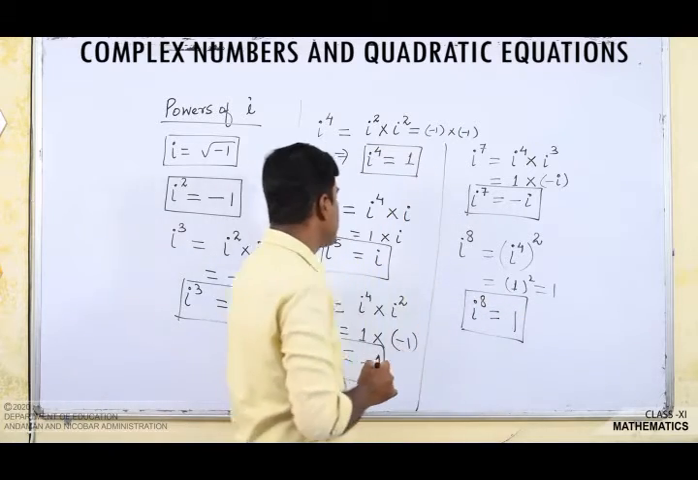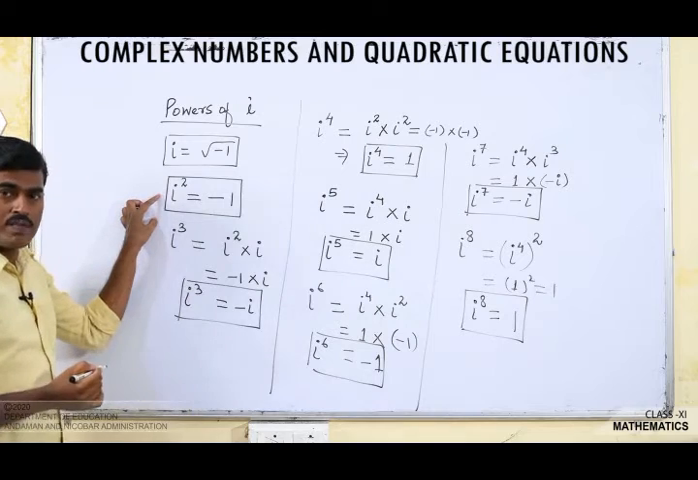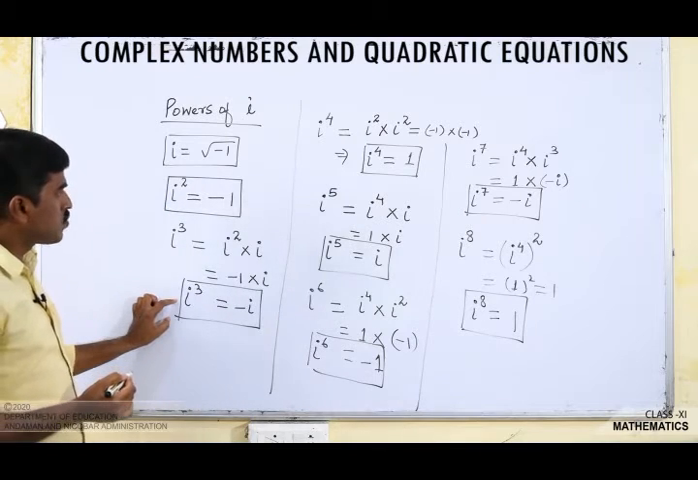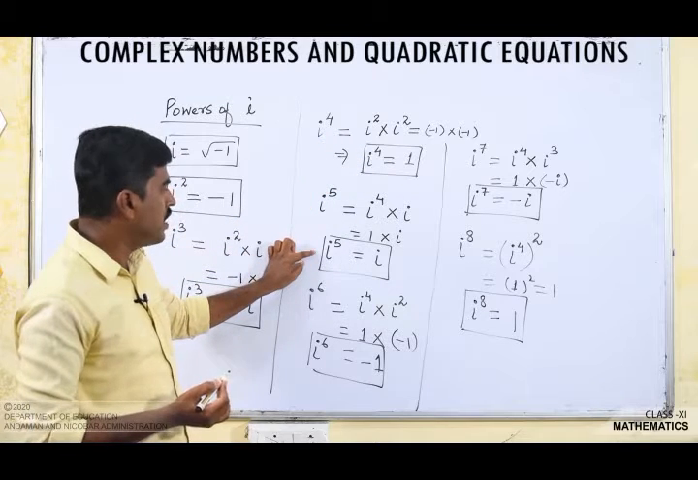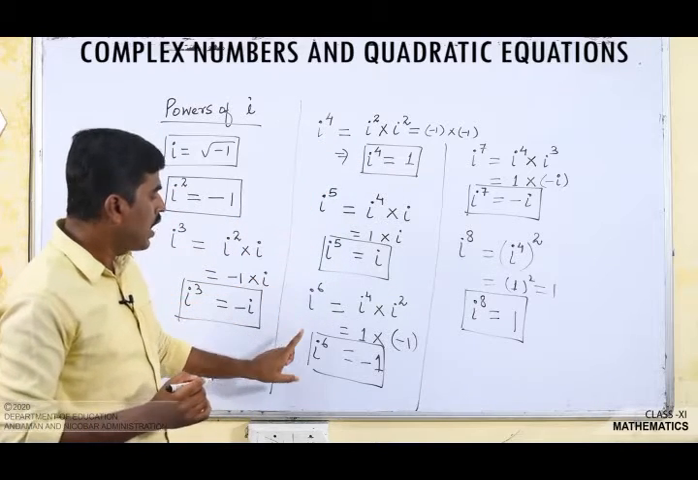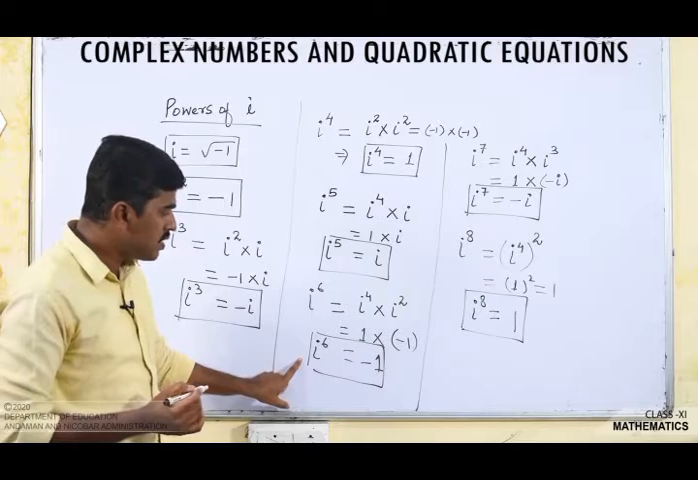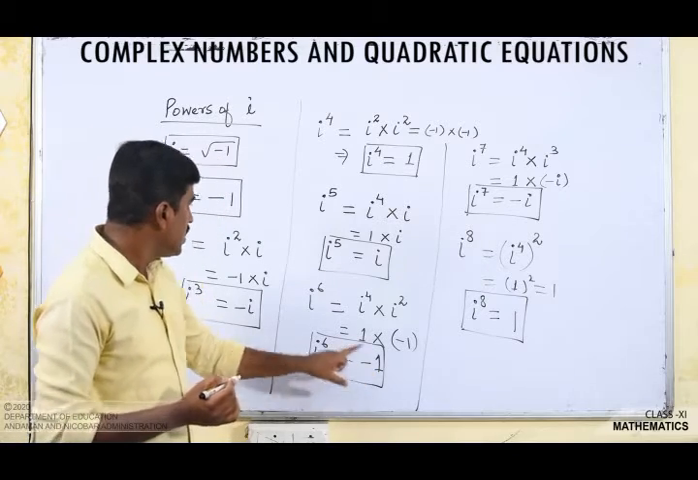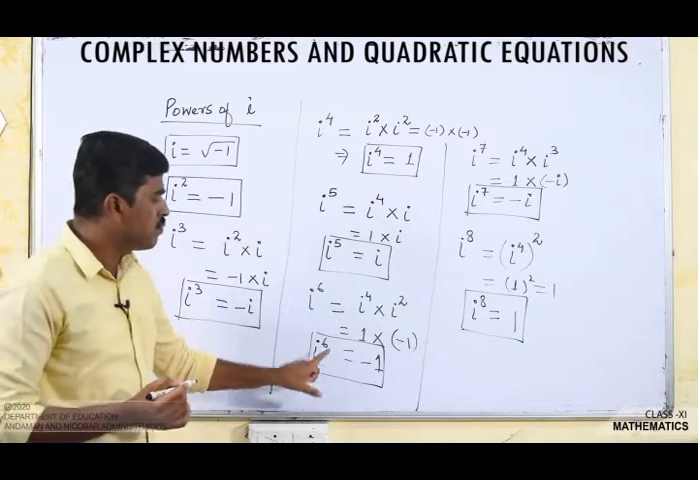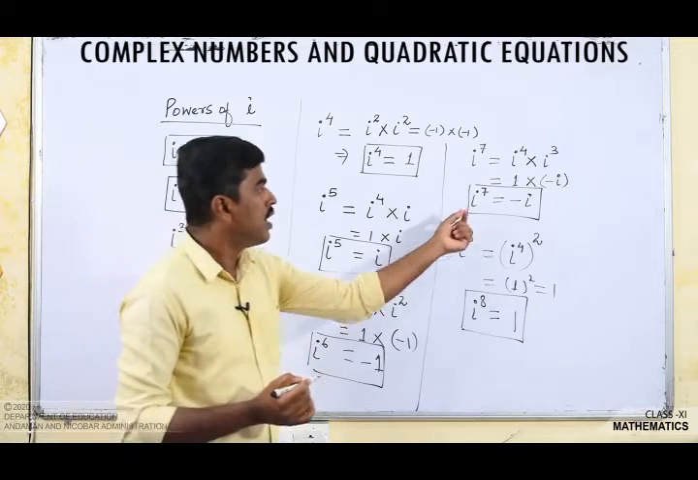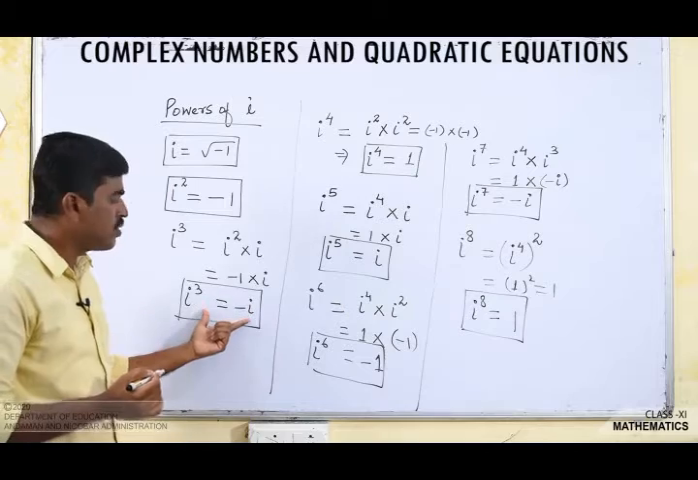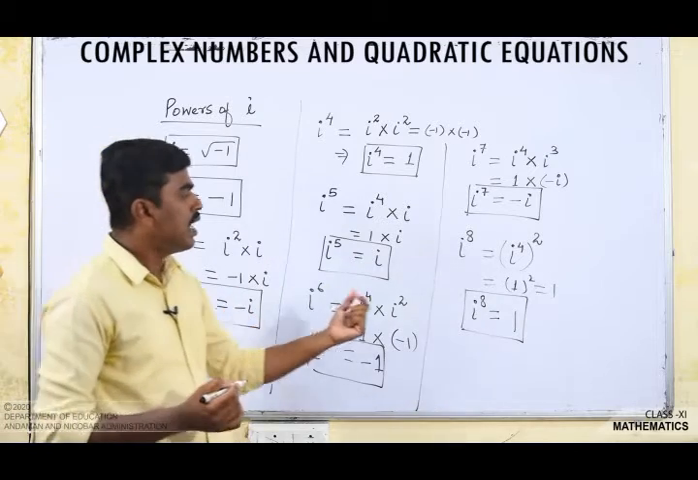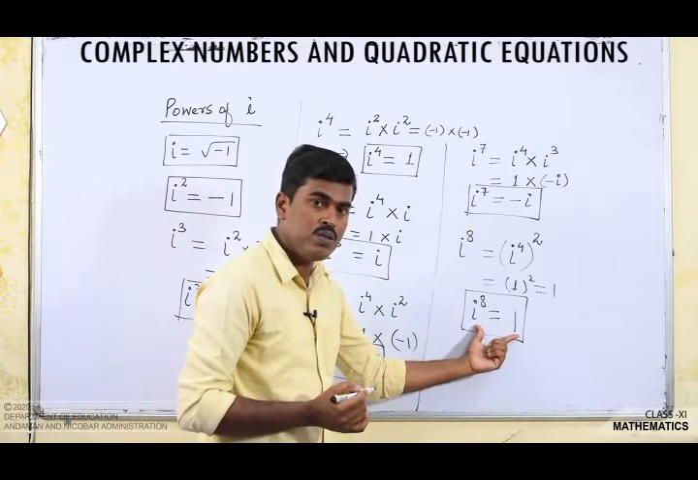So you look at this. i square is minus 1 and i cube is equal to minus i. i power 4 is equal to 1. i power 5 is equal to i. i power 6 is also equal to minus 1, the same as i square. i power 7 is equal to minus i, the same as i cube. i power 8 is equal to 1.